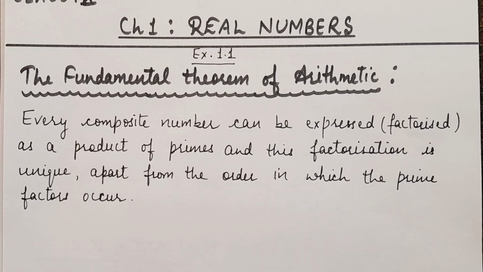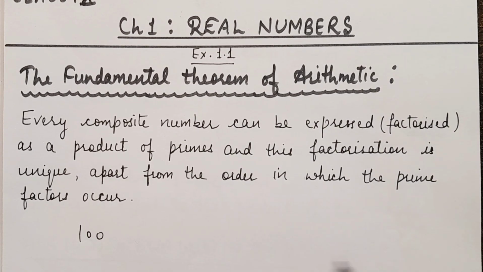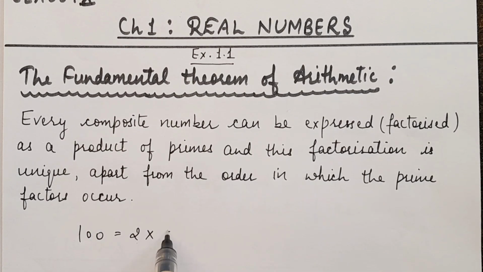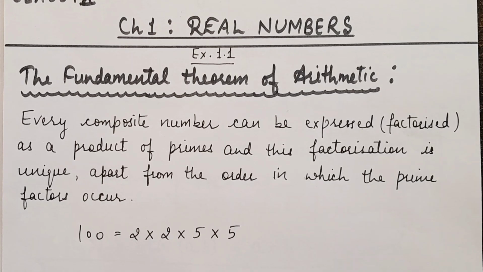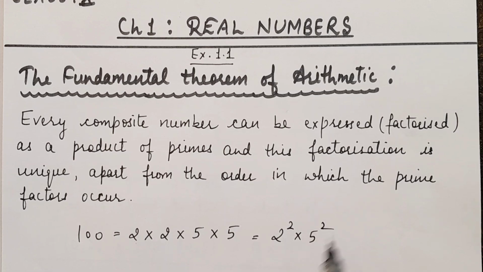So suppose if we talk about a number, suppose 100. If we do the factorization of 100, what factors we will get? 2, 2s are 4, 5s are 20, 5s are 100. We will get these as the prime factors of 100. We can write them 2 square multiply 5 square.